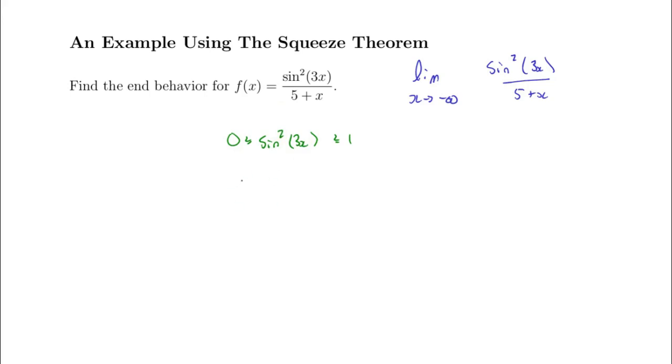Now we'll divide by 5 plus x, but since x is going to be really, really negative, we're going to flip our inequalities around.